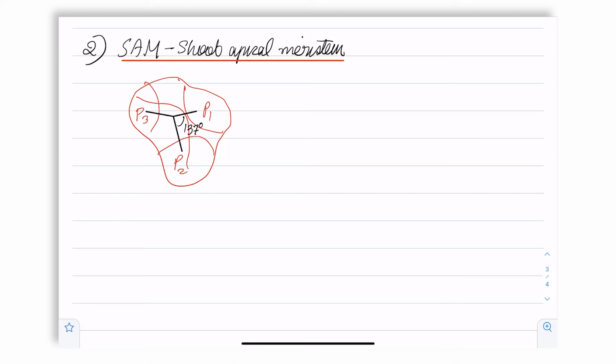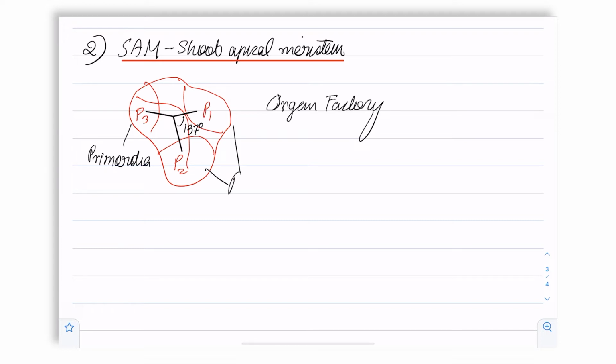But what these shoot apical meristems are also is an organ factory. So, in fact, these P1, P2, P3 are all primordia, meaning to say they are the precursors to the mature organs. In some senses, as the shoot grows, the apical meristem itself appears to split into subregions, which can then branch off themselves.